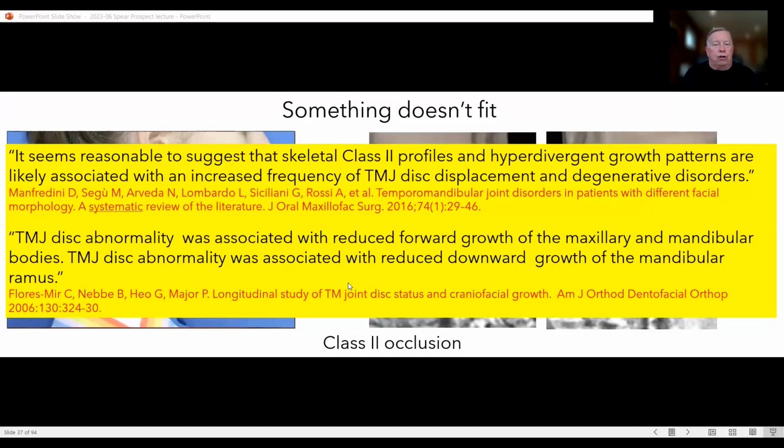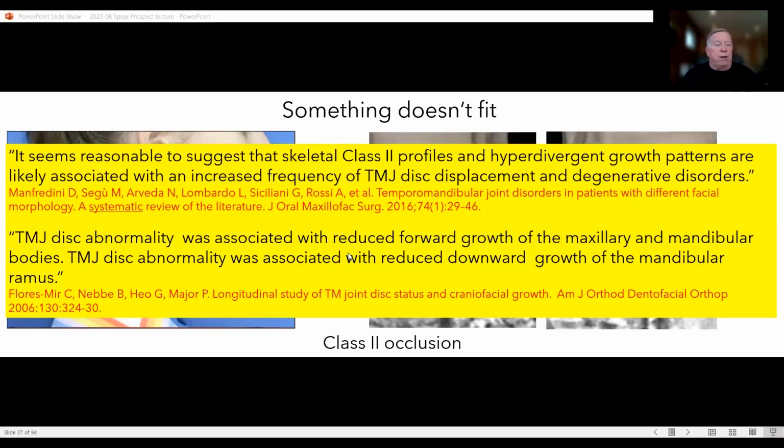If we look at the literature, 2016 in the systematic review of literature, Daniel Manfredini from Italy talks about it's reasonable to suggest that skeletal class 2 profiles and hyperdivergent growth patterns are likely associated with an increased frequency of disc displacement and degenerative disorders.